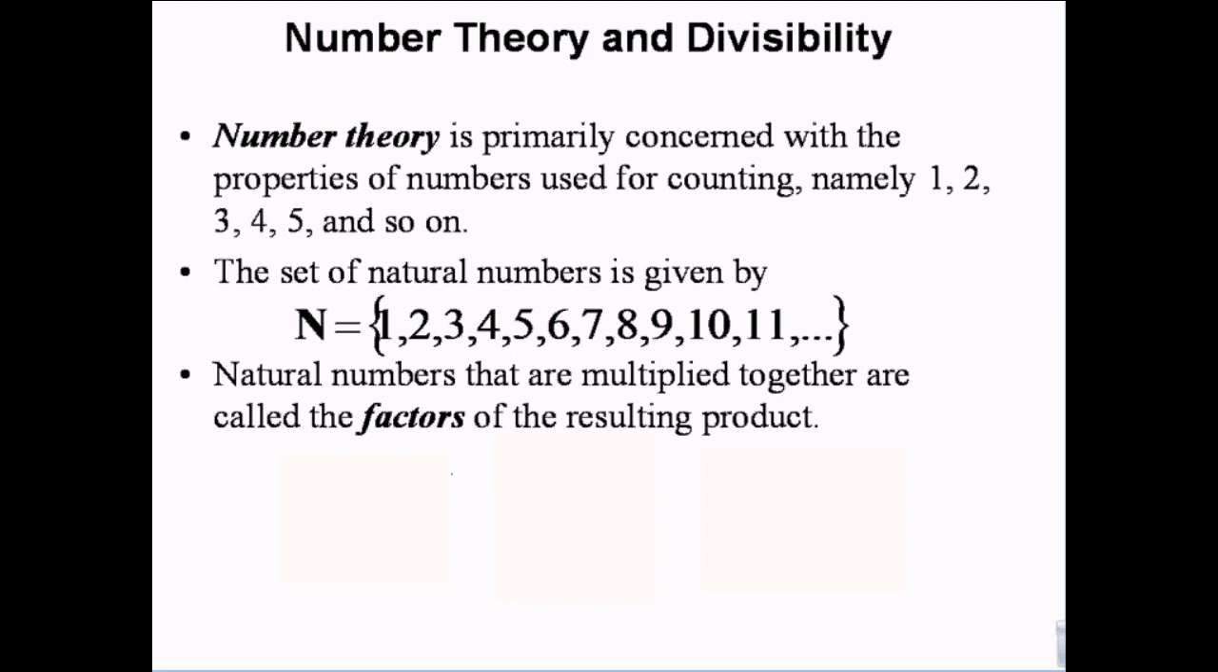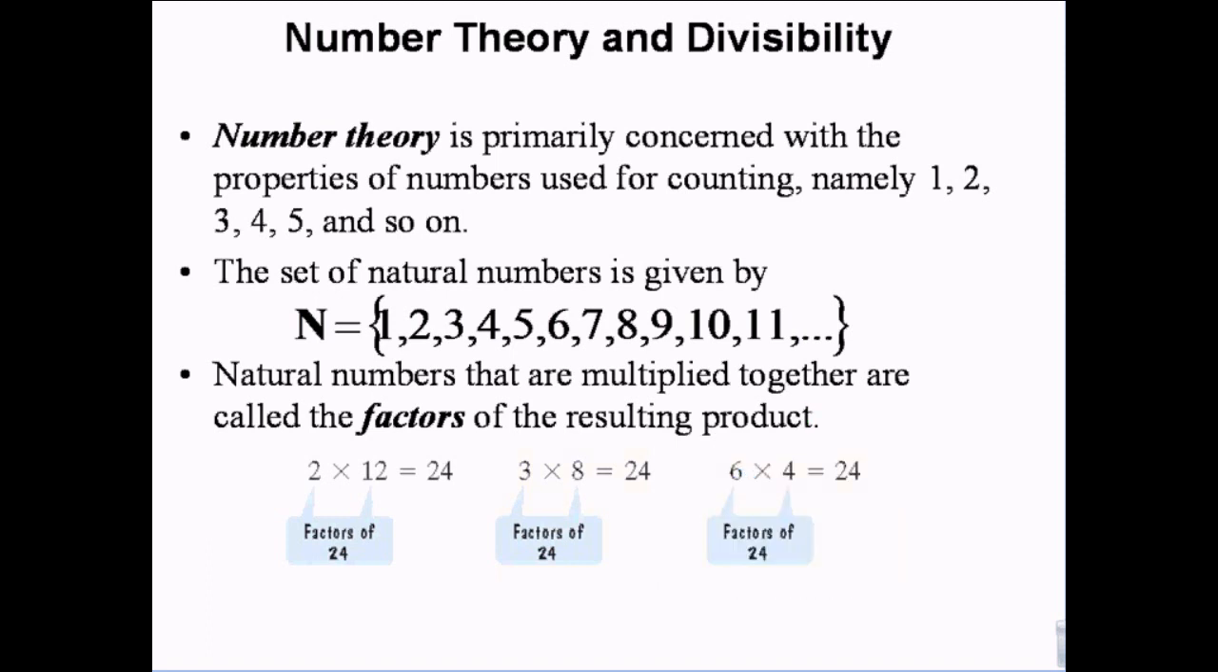And then if you multiply natural numbers together, you get factors of the product. So, for example, if we take 24, 2 and 12 are two natural numbers that make up 24. So 2 and 12 are factors of 24. So are 3 and 8, 4 and 6. Some numbers have very few factors.